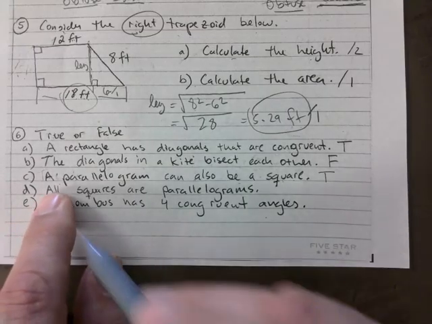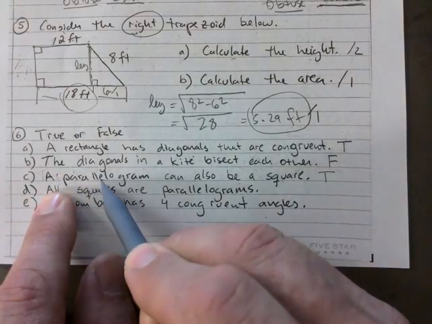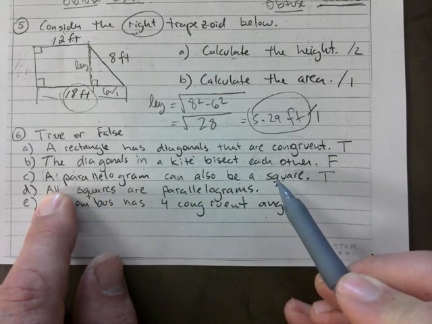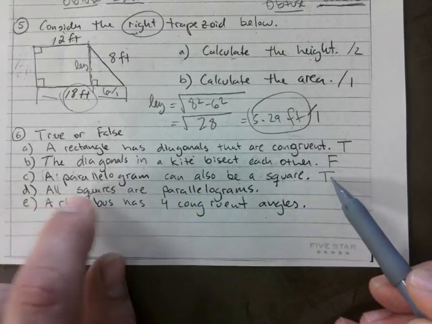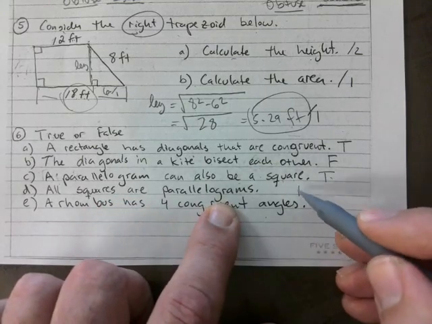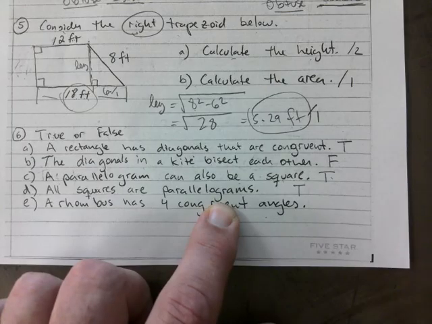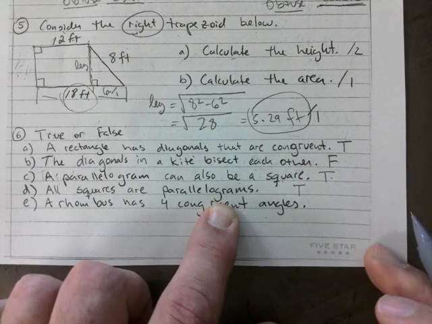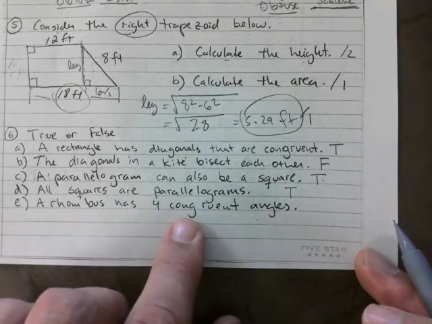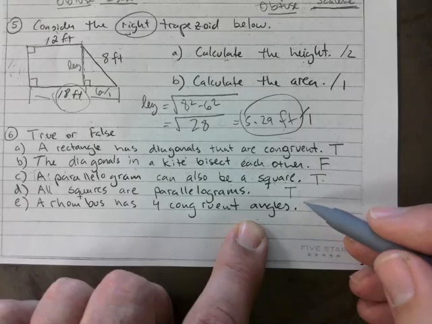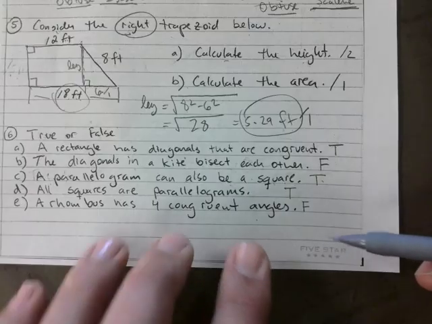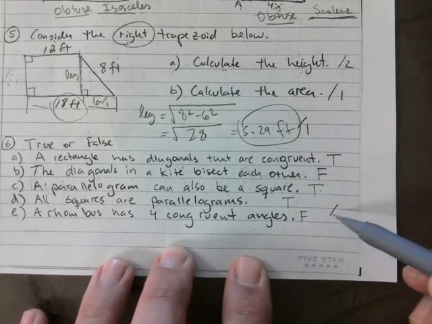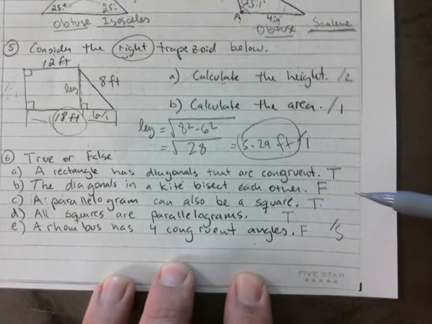It doesn't say, watch this. If I had said all parallelograms are squares, then you have a problem. Okay? But a parallelogram can also be a square. That is true. All squares are parallelograms. That is true. All squares are parallelograms by definition. A rhombus has 4 congruent angles. That is false. It has 4 congruent sides, but not all angles are the same in measure. So 1 mark for each of these. So you've got 5 marks associated with question 6.